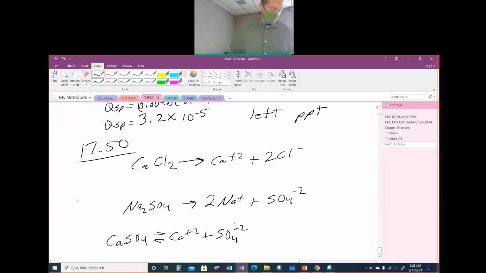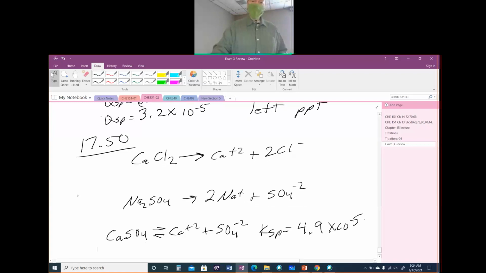And then, of course, if you're not sure, you look up a KSP. If you have a KSP value, that means you are an insoluble salt. You will never find a KSP for calcium chloride or sodium sulfate. These are 100% ionized. You will find a KSP value for calcium sulfate. And that value is 4.9 times 10 to the minus 5. All right, so we have a KSP, and it says, are we going to get a precipitate?